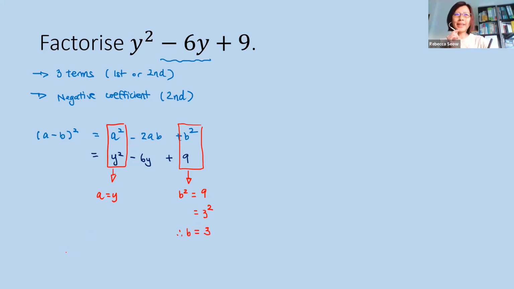Given the values of a and b, we can now factorize our answer. y squared minus 6y plus 9 must be a minus b squared. a is y and b is 3. That's it.